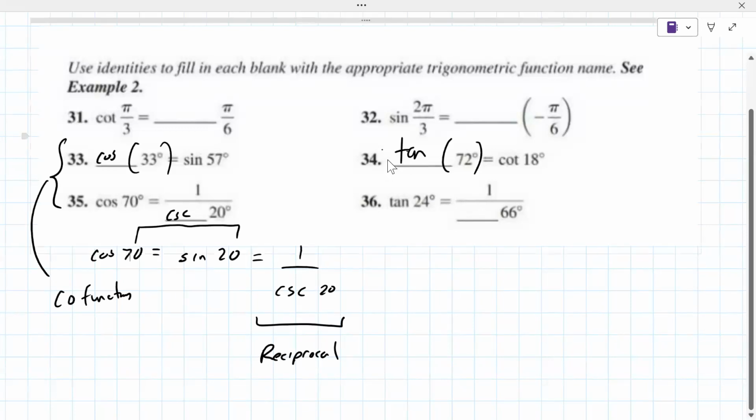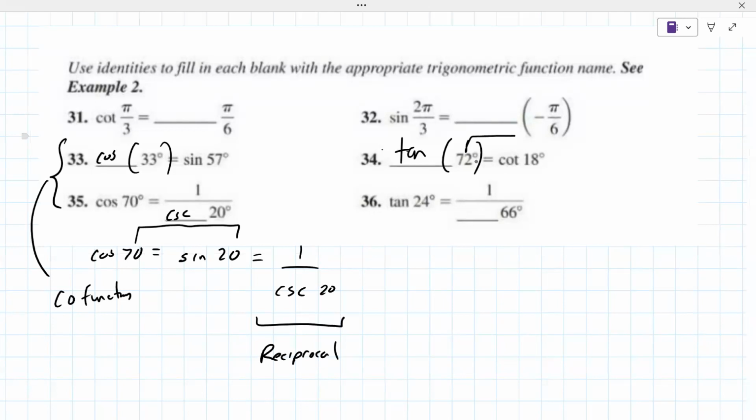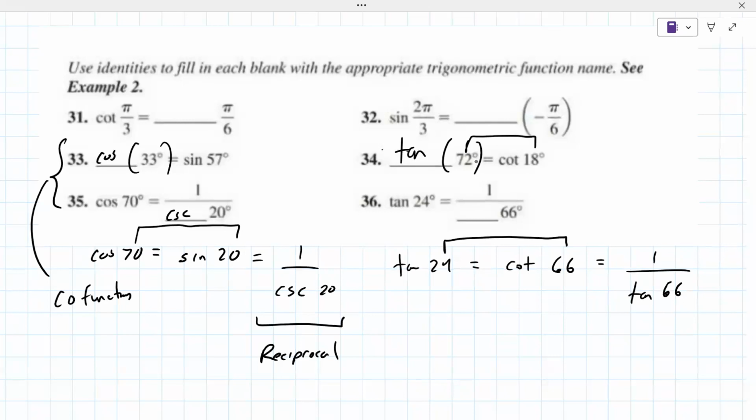And that's tangent and cotangent, these two numbers add up to 90. They're all the cofunctions. So again, tangent of 24 goes with cotangent 66. But when it's a 1 over, that means it's 1 over whatever the reciprocal is, which happens to be tangent.